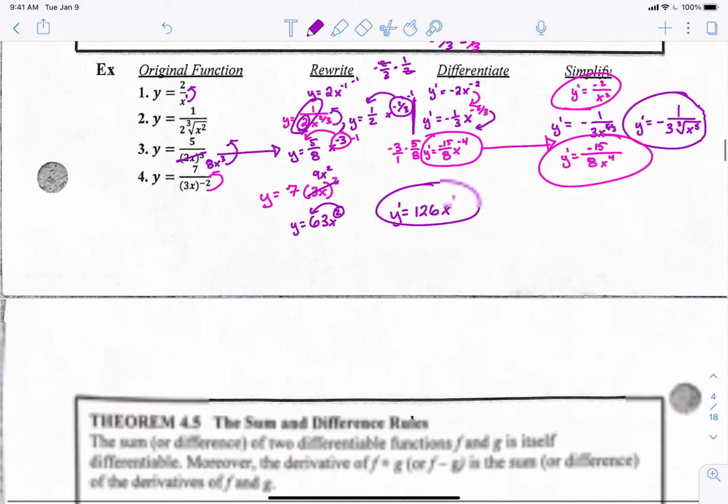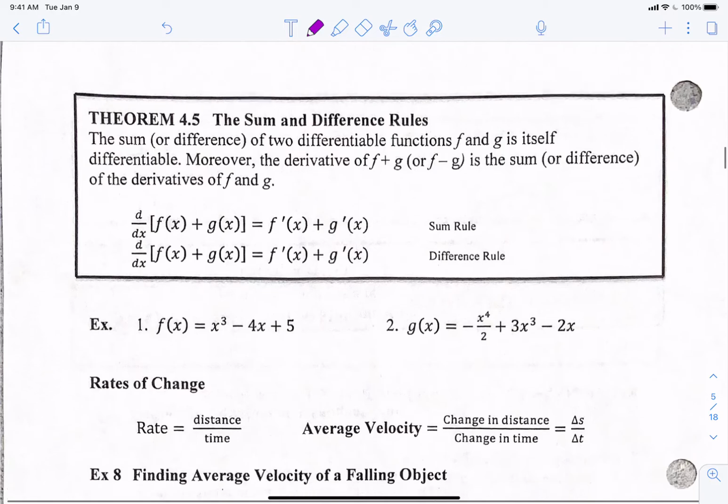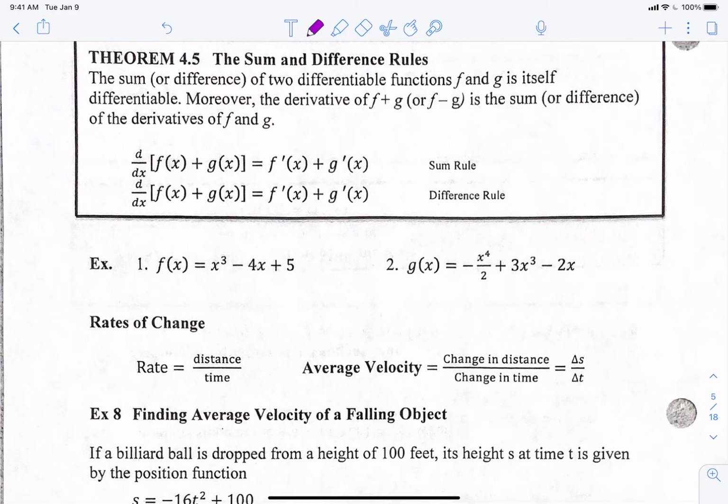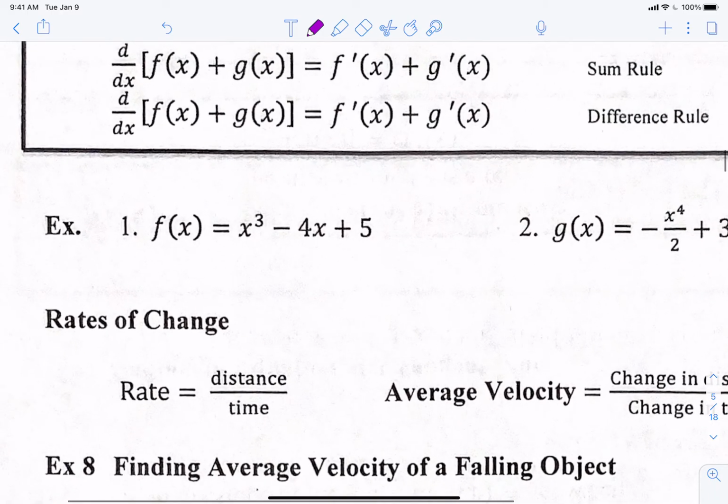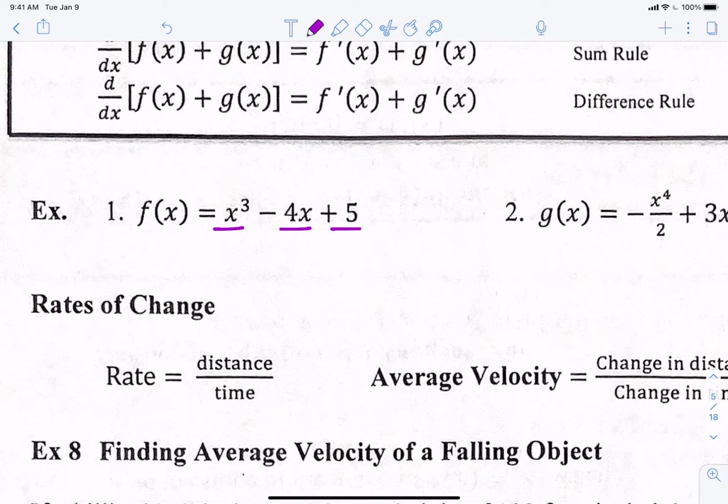Hold on. Let me see what the next part is. We'll do this part and then we'll stop. Example 1 and 2 on the back side. All this says is that if you have multiple pieces, you just take the derivative of them individually. We've done this already. So, you try this. No, don't say it out loud.